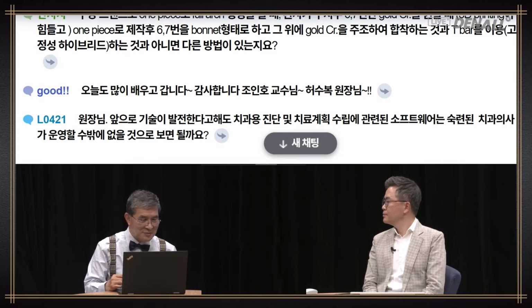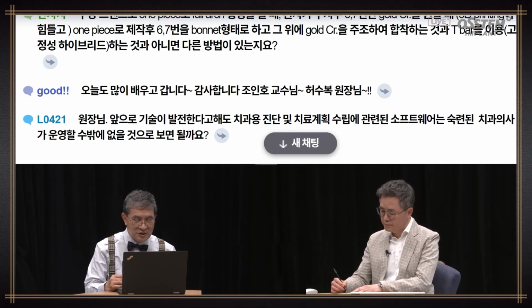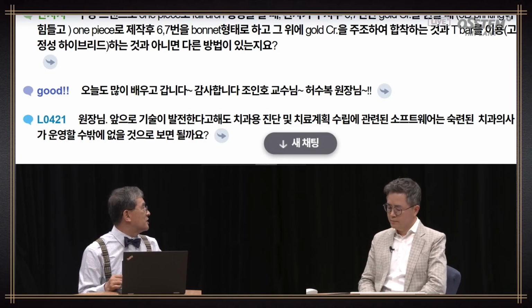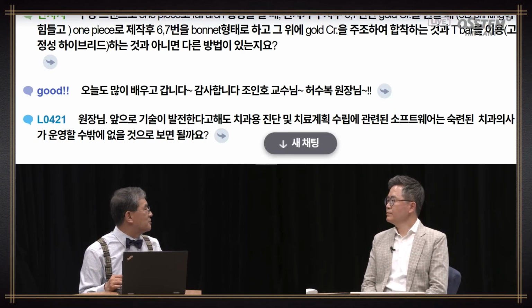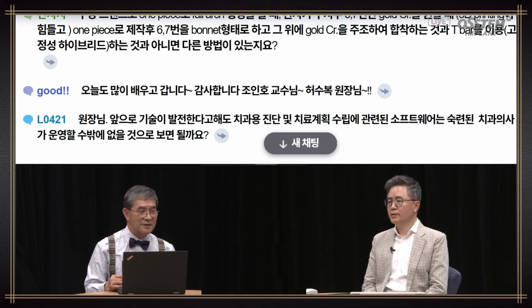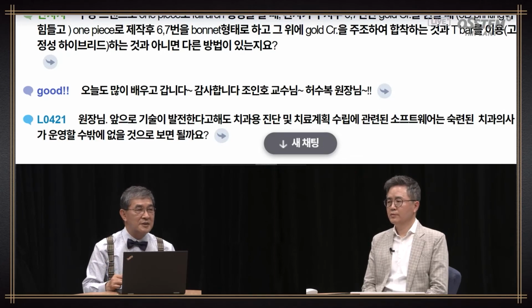Next, L0421: Doctor, do you think a seasoned dentist will still be required to operate the software in terms of diagnosis and treatment plan establishment even if technological advances are made? I agree 100%. It helps us make decisions effectively. The judgment needs to be made by the dentist. The dentist needs to actively select and focus. That depends on the dentist.